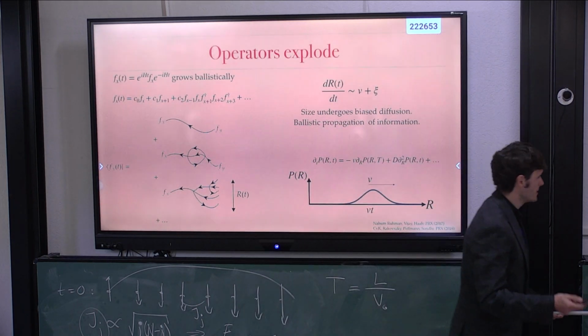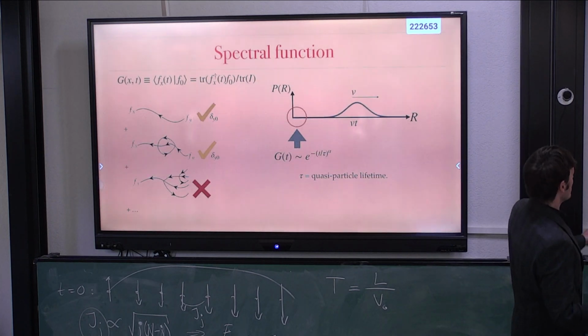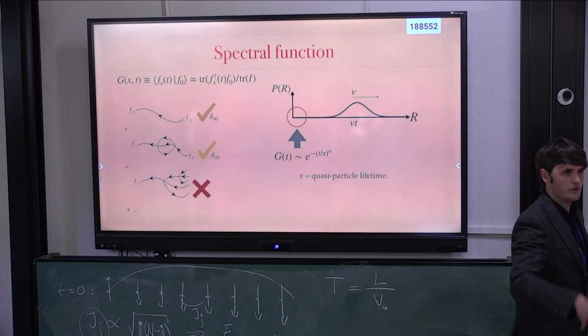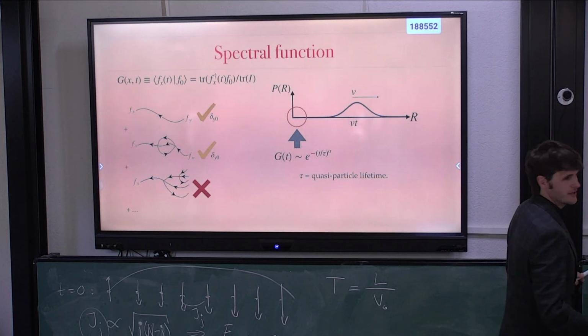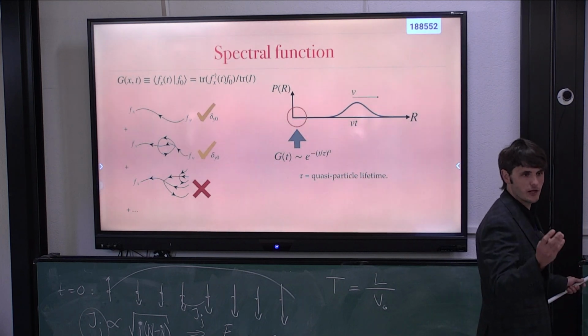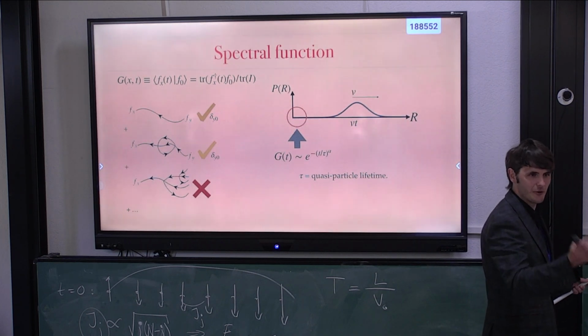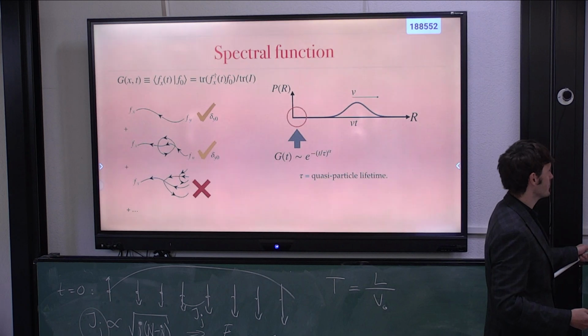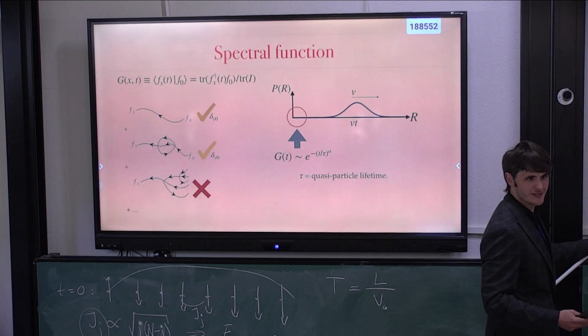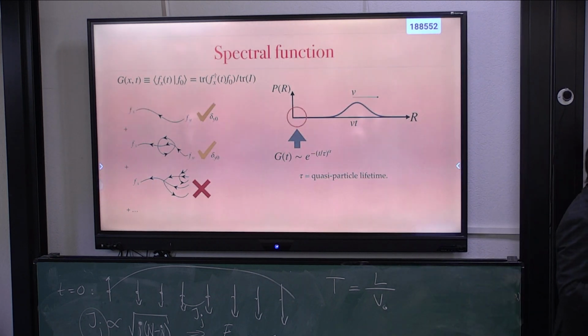But yes, so when we calculate the Green's function, we basically throw away most of the histories. We throw away this guy, and this guy has a large weight on it because it's the ballistically growing component of the operator, and we just keep these one-body histories, which means that we're really, as I was saying, sampling this part of the distribution. And this part of the distribution, if it really was a biased random walk, decays exponentially quickly in time.